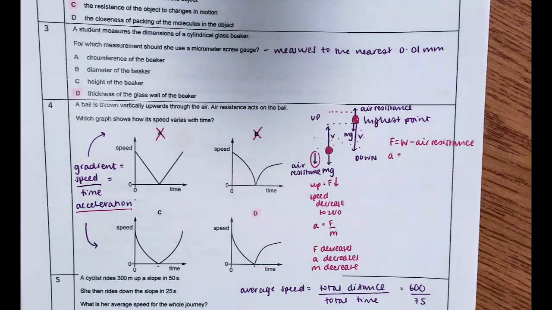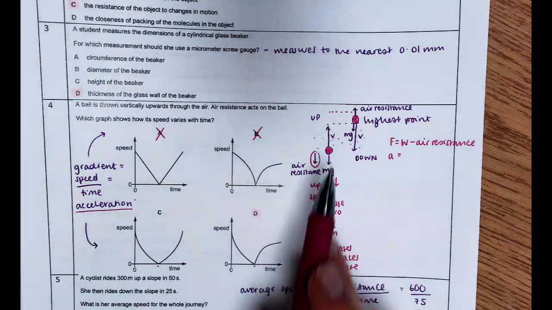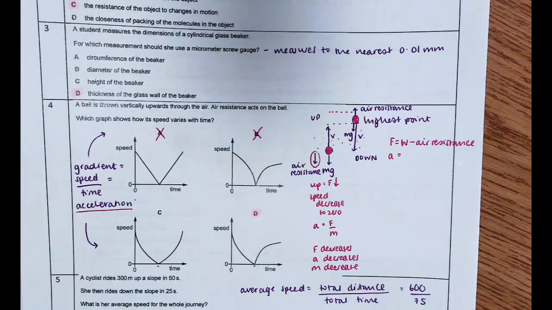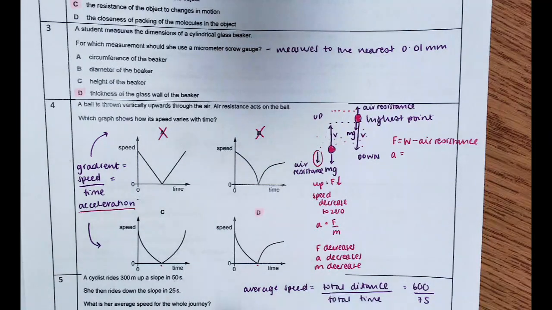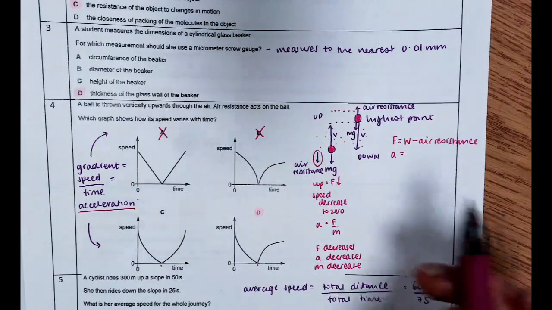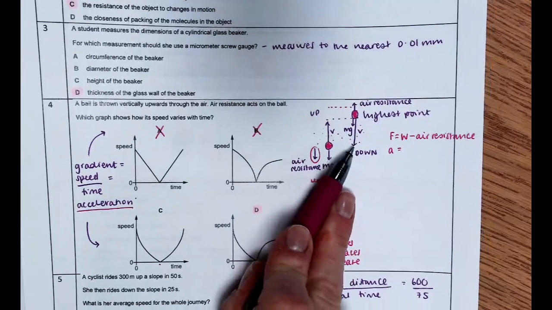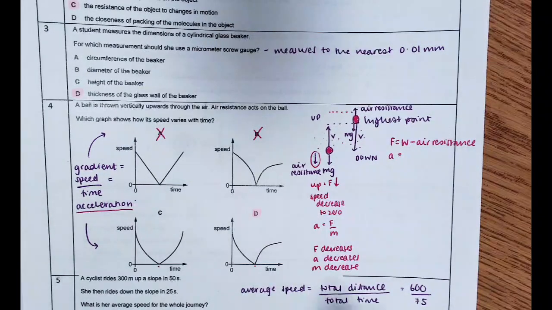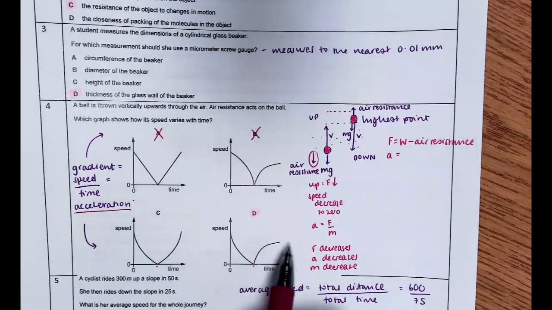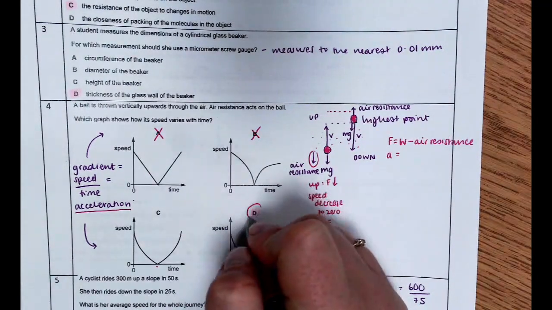As it falls, it will tend towards reaching terminal velocity, which is when speed is constant. It's not going to continue to increase. At the point where air resistance matches the weight downwards, we have no resultant force, and that would mean no resultant acceleration. And so the speed needs to tend towards being a constant, and that's what gives us D. Now that was a really difficult question. That was an A-star style question on the paper for sure.